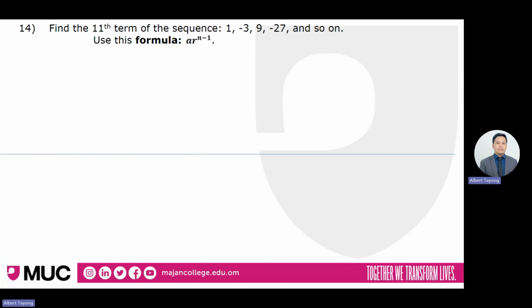Okay, here you're going to find the 11th term of this sequence. Okay, so we have to find, I could not see properly.